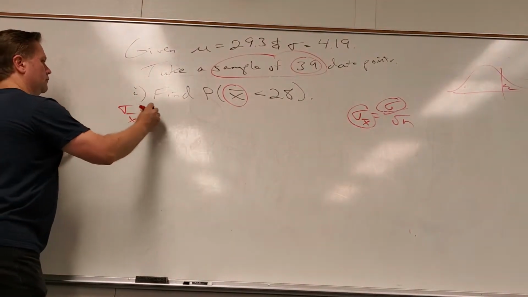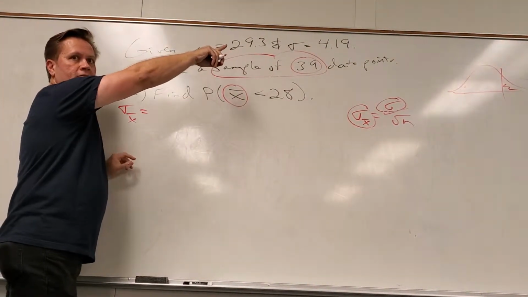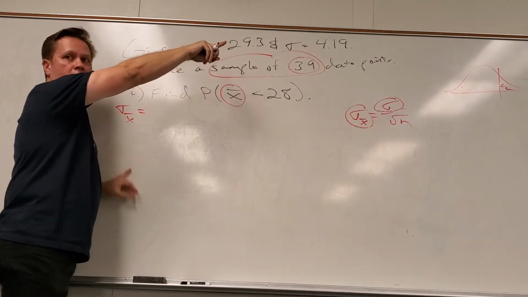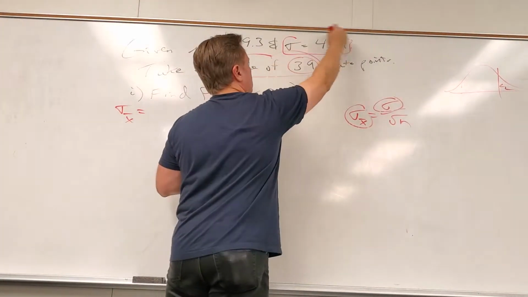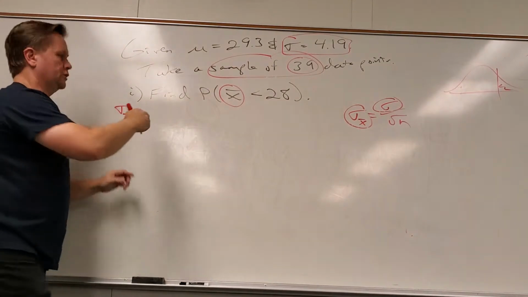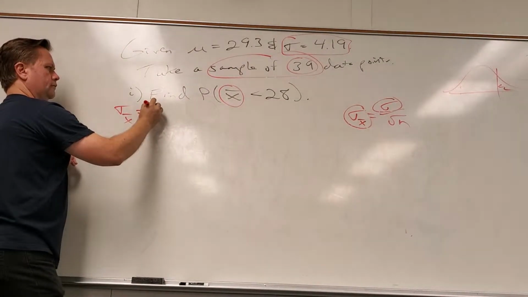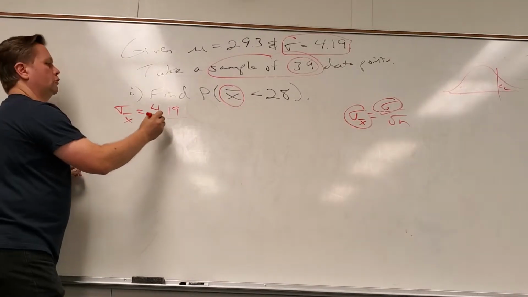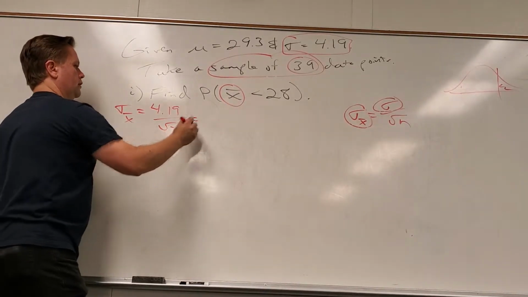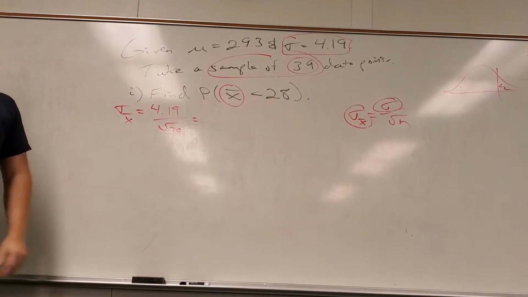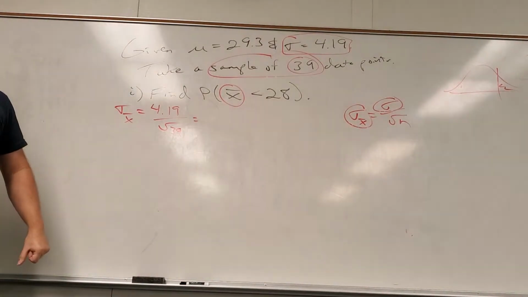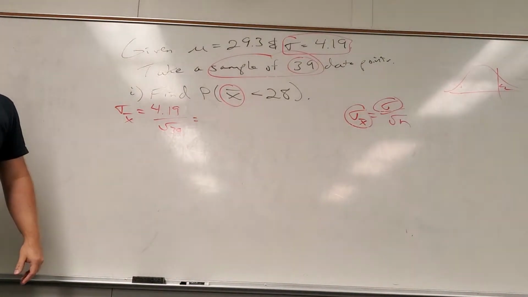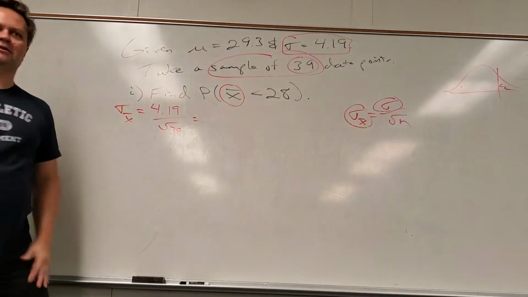Change this. That's wrong. For my problem, that's wrong, because this is for individuals. So how do I change it? Take it, divide by the square root of 39. It's like 0.62. Total guess. 0.67. 0.67?